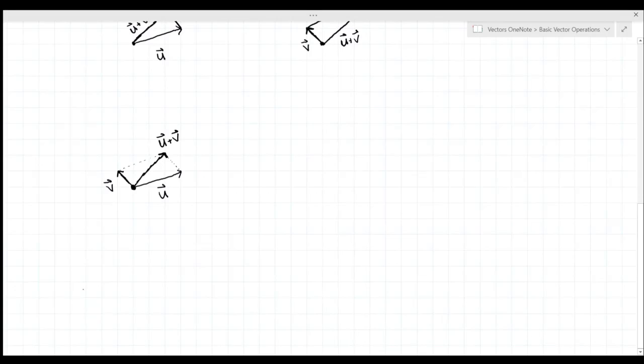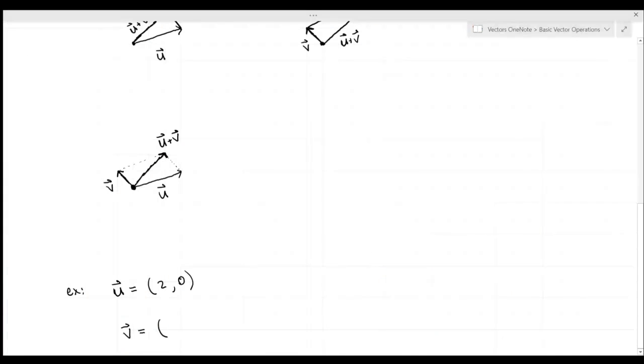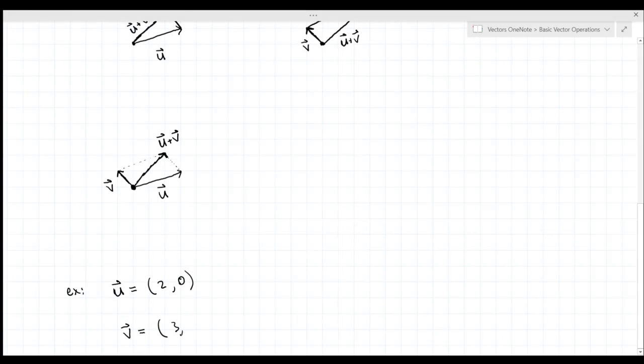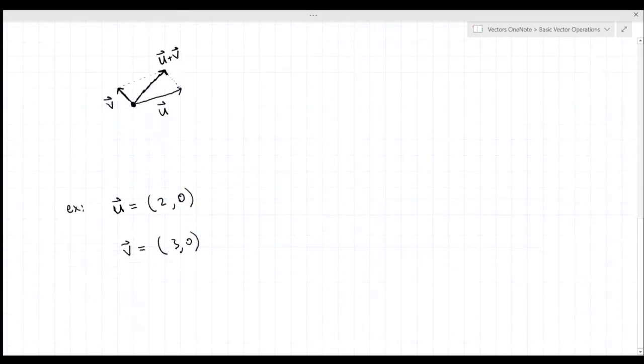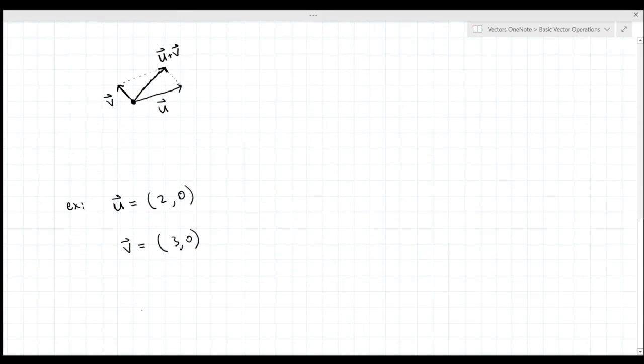All right. So maybe I'll just do one more quick example. So if I have a vector u, which is maybe u is the vector 2, 0, and then let's say v is the vector 3, 0. So if we just add them algebraically right now, this would be the vector 5, 0, okay?